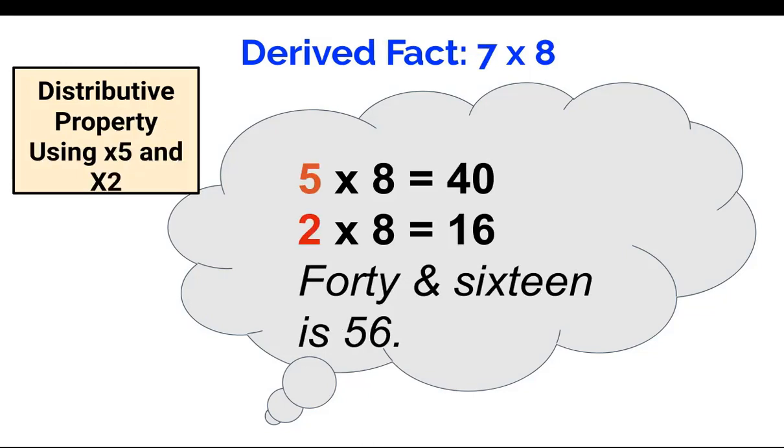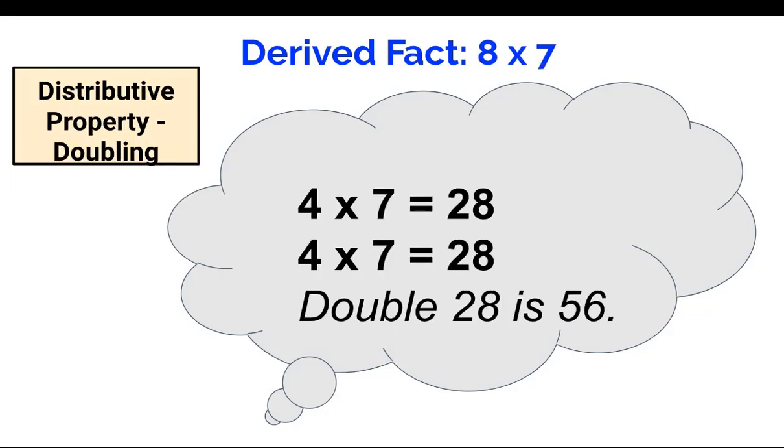Here's a new fact. 7 times 8 can often be difficult. However, I am pretty good at my multiplying by 5 and multiplying by 2. So I can distribute that 7 into 5 groups of 8 and 2 groups of 8. And then I get 56. If I thought about that fact as 8 times 7, 4 times 7 and 4 times 7, I can double 28, which is 56.